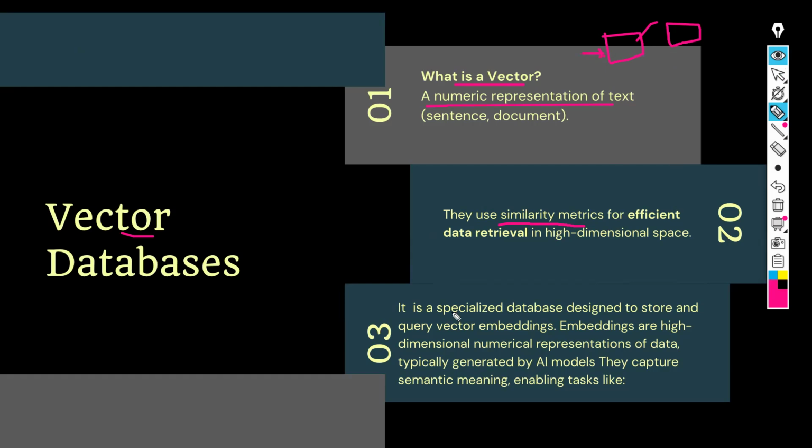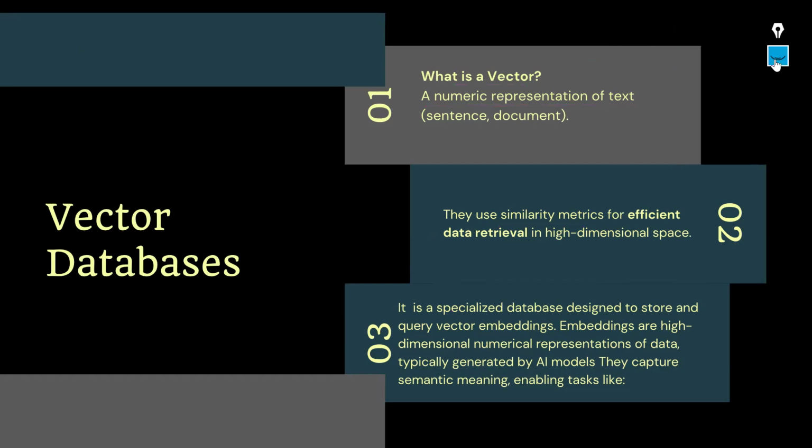So this is a special type of word embedding. We can use a predefined word embedding concept, and we can also use a custom embedding system. So this is what we use in a vector database.